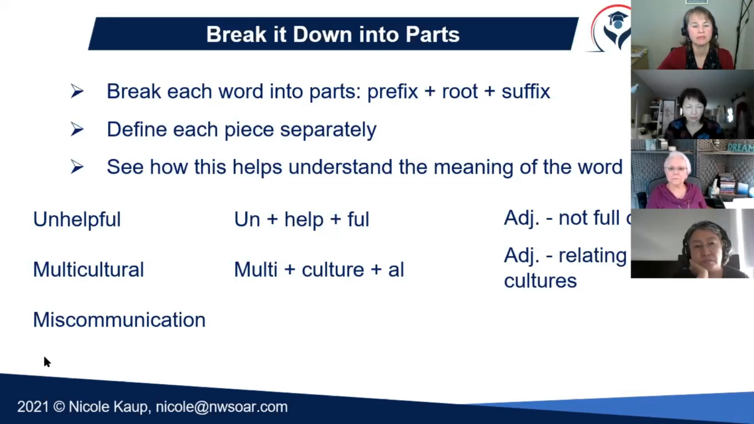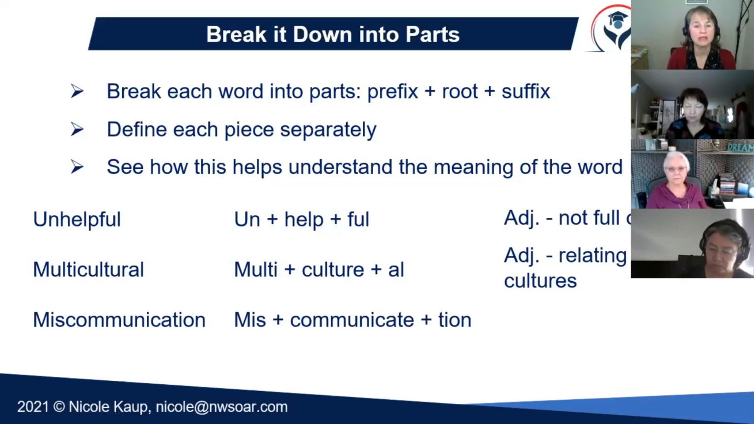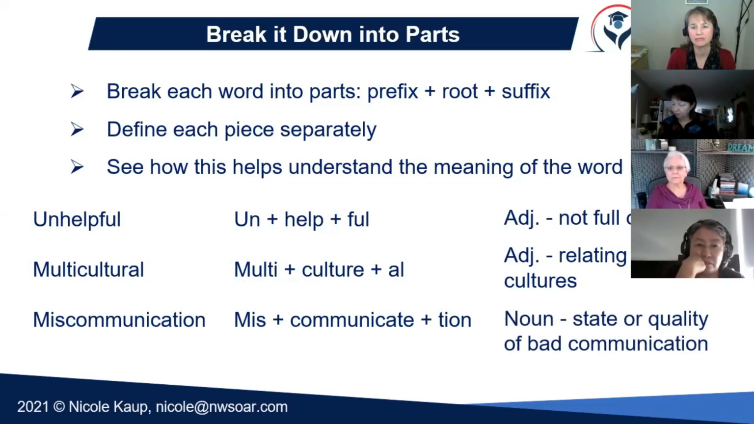Miscommunication. Miss, I did not give you miss previously, but miss usually means bad, something that didn't happen well. So miss, and then communicate, and then the TION ending, or actually in this case, it's ATION. And that's a noun ending. So we know this is a noun, and it refers to not communicating clearly or communicating improperly or something related to bad or negative. So the tion, ation is the state or quality of bad communication. All right. Hopefully that makes sense.